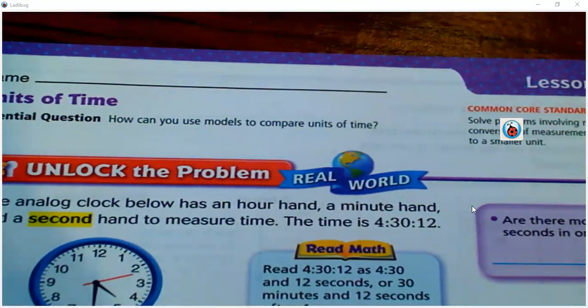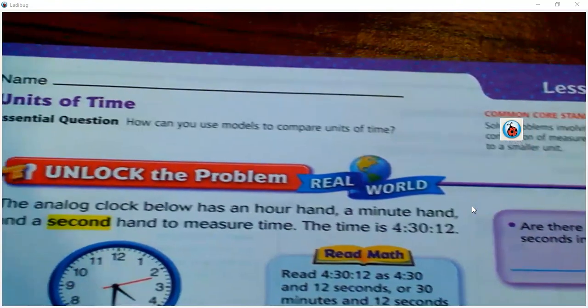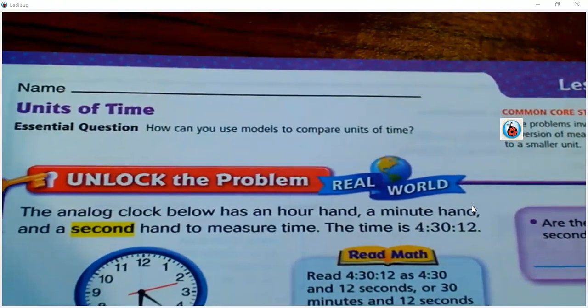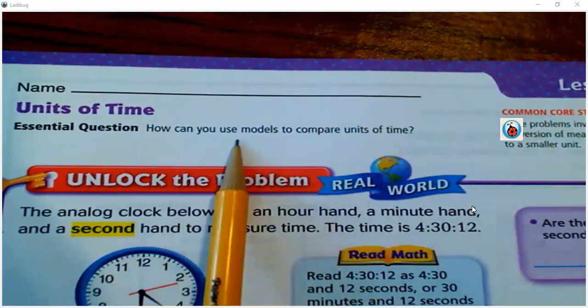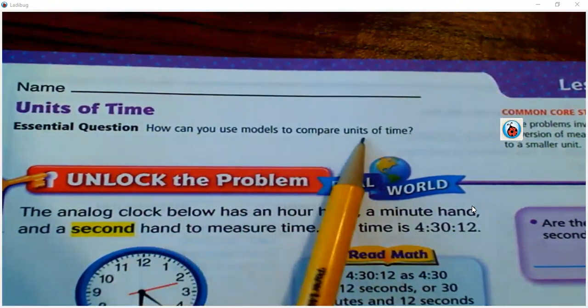Today we will be learning about units of time, and this is lesson 12.8. So let's take a look at the essential question, and it says, how can you use models to compare units of time?